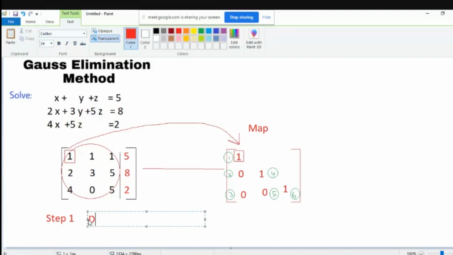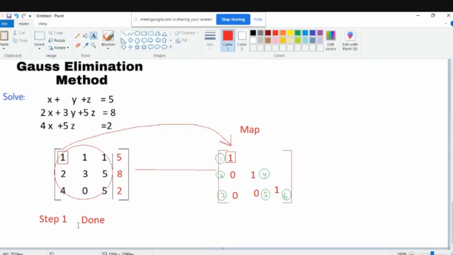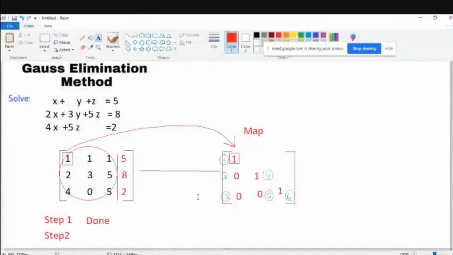Step 1 for me, done. Correct? In step 1 I will do nothing, because he wanted me to make the place 1, and here I have 1. That means step 1 is finished. Then after that, I will go to step 2.